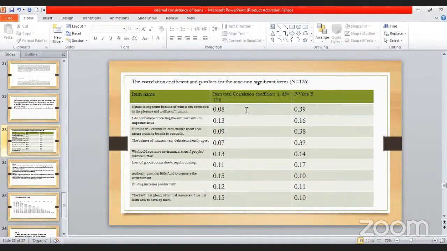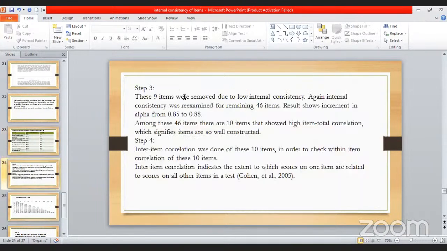That is 0.08, 0.13, 0.11, like this. So those are very poorly consistent. So we have to remove those items. So step 3 is these 9 items were removed due to low internal consistency. Again, internal consistency was re-examined for the remaining 46 items.